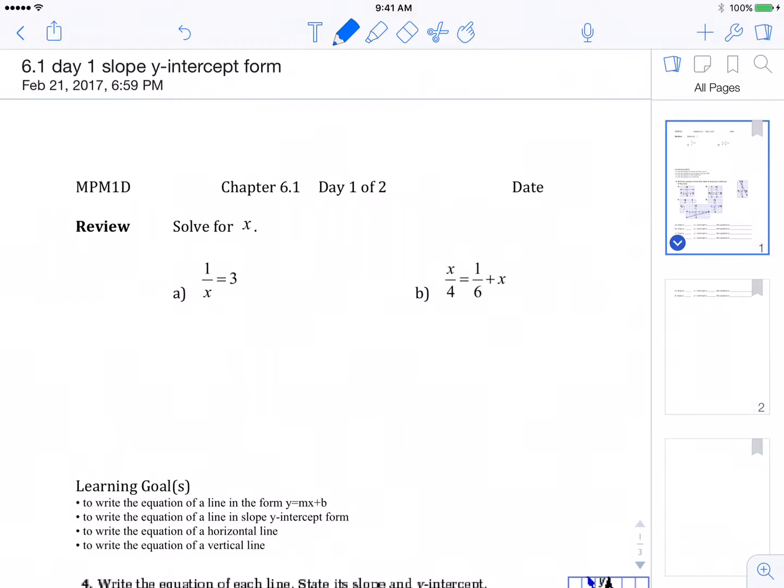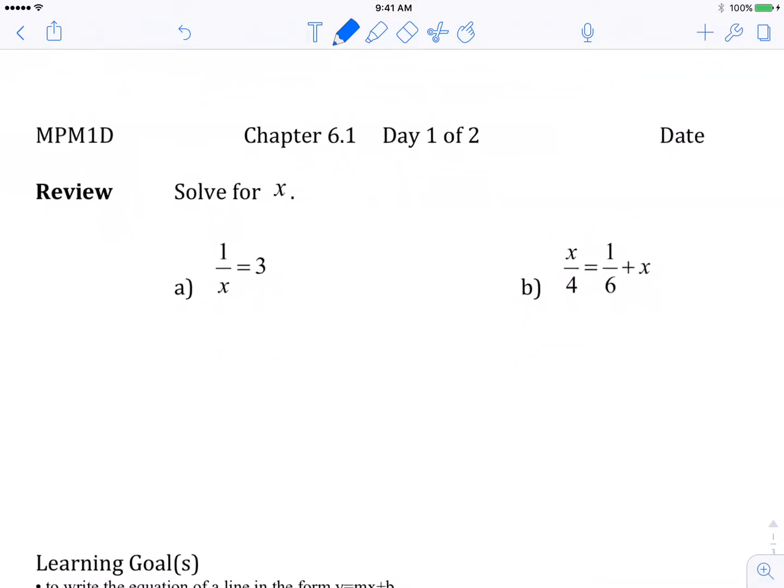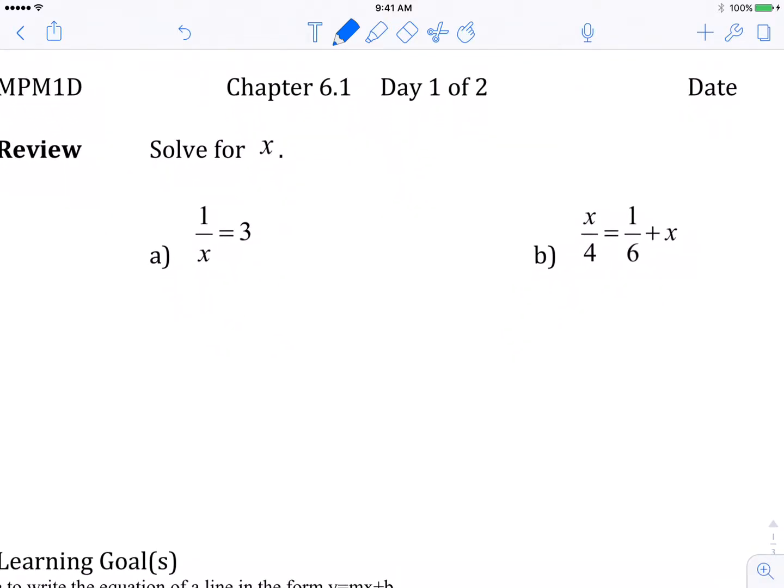Today's lesson is 6.1 day 1, slope y-intercept form. So we're still dealing with linear equations. Okay, so this is to get your math juices flowing. It's a bit of a blast from the past. We are looking at solving for x here.